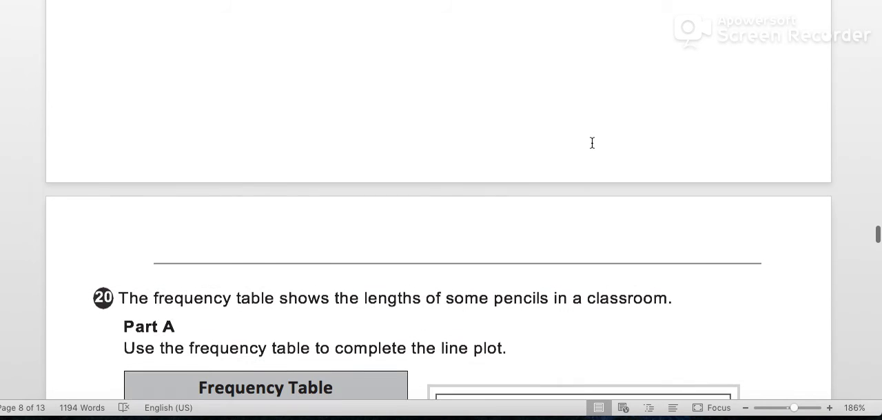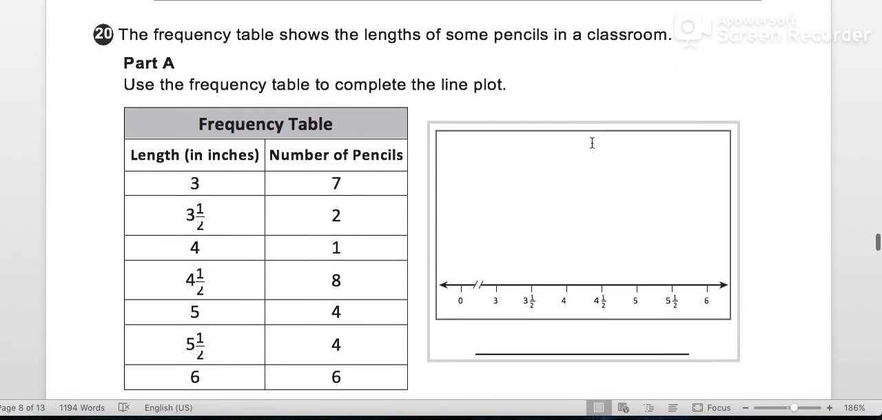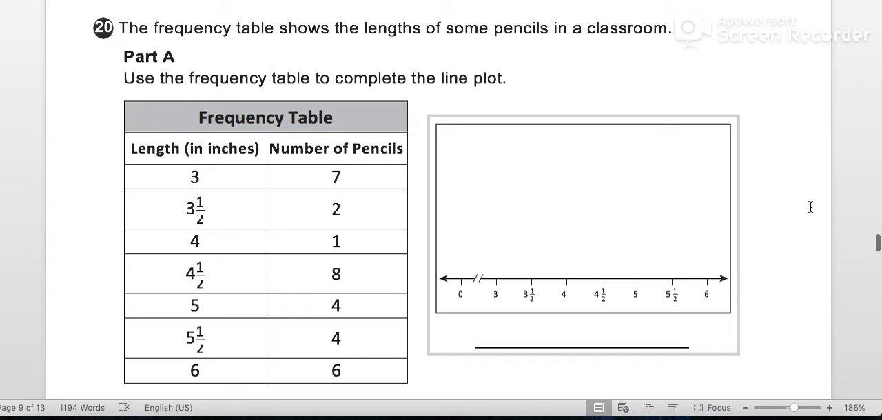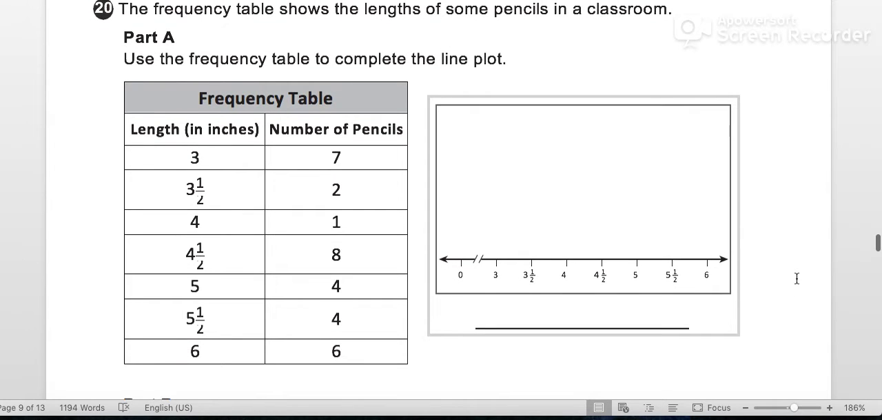Number 20, this is a frequency table. It shows the lengths of pencils in a classroom. You're going to create your own line plot. So you are going to be placing the dots on this line plot below, and you will be labeling what you are showing. So we have length in inches and number of pencils. You're going to have to decide which of those 2 headings is going to go on this line, and then you are going to show the dots on the line plot.